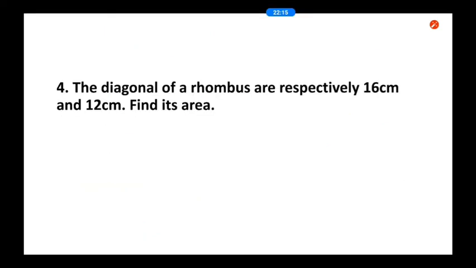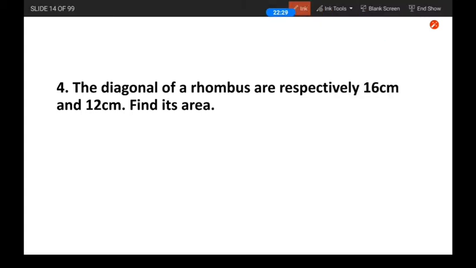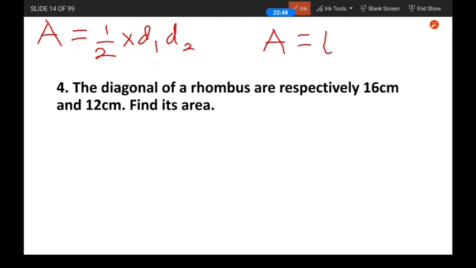Good. Next question. Now look at this. Diagonals of a rhombus are respectively 6 centimeters and 12 centimeters. Find its area. We have different ways to calculate the area of a rhombus. The first one is when you are given the diagonals: the formula will just be half times diagonal 1 times diagonal 2. Sometimes they will not give you diagonals. They will give you the side of the rhombus and an angle. In that case, your answer will be L squared, that means side squared, times sine theta. So 2 ways of looking for that.